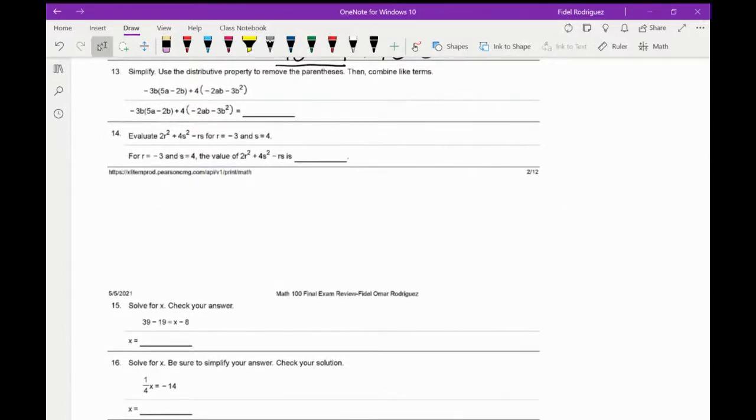I'll put up 13, 15, and 16. And we'll see if anybody has any questions out of these 4 questions here. Anything from 13, 14, 15, 16? Number 14, excellent. We'll do that one right now.